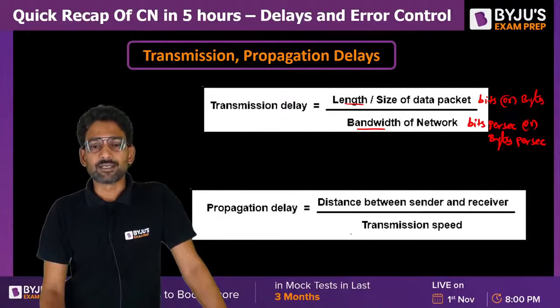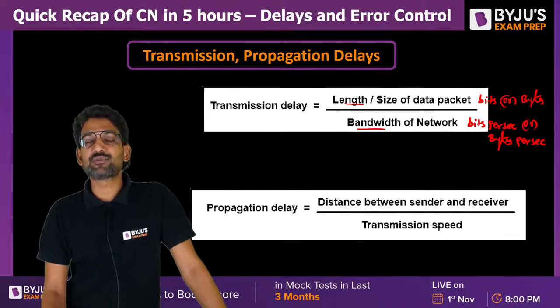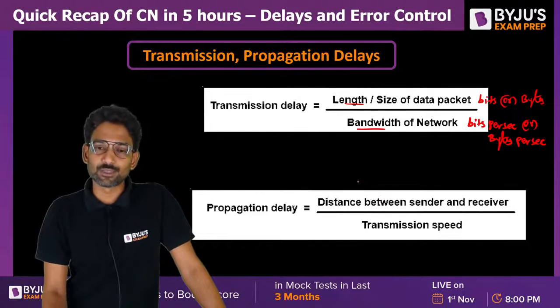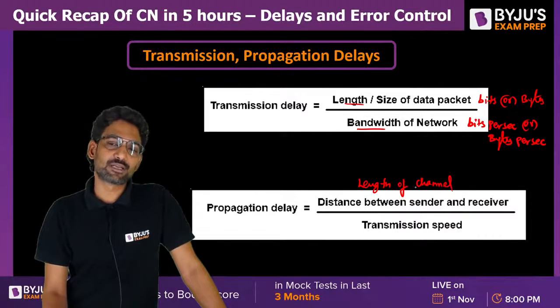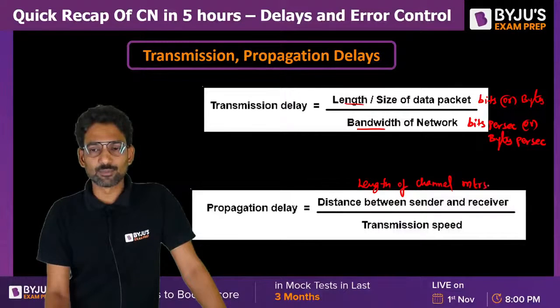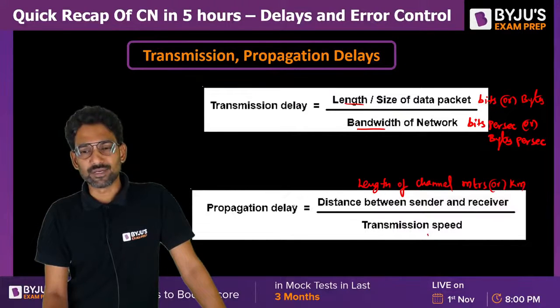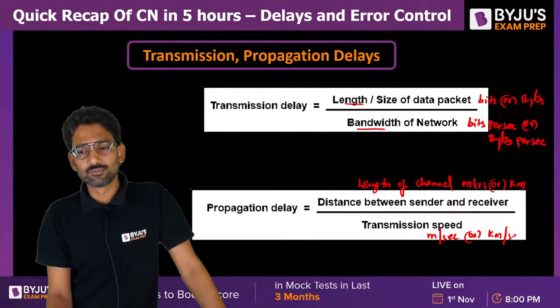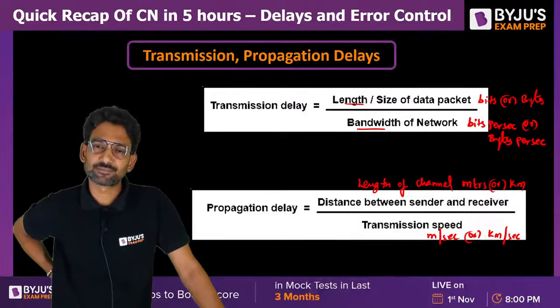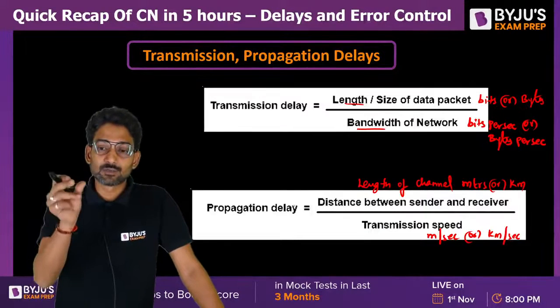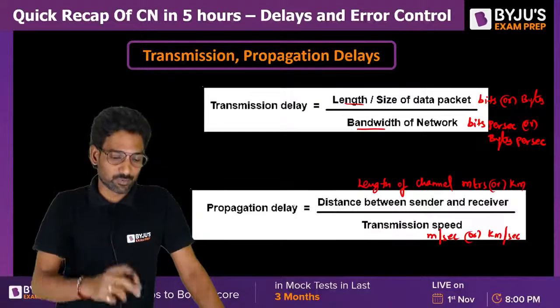Okay? And propagation delay, which is distance between sender and receiver, in the other way you can call it the length of the channel. How do you measure the distance or length? Maybe in meters or kilometers. How do you measure speed? Meters per second or kilometers per second? So meters or kilometers get cancelled and finally you will get the time in seconds, right? So guys, unit conversions are very important.